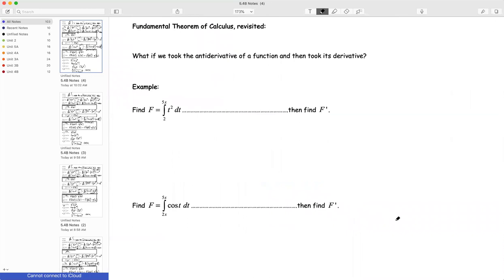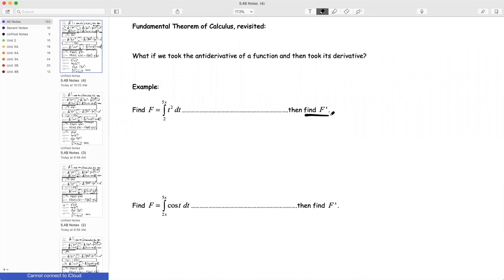So look, here we are. This is what I want you to realize on this part, okay? This is the exact same thing that we have just done. It's just the notation looks a little bit different. It says, what if we took the antiderivative of a function and then took its derivative? So they say that f is equal to the integral from 2 to 5x of t squared dt. That's the antiderivative. And then they say find f prime. So this is the exact same question. It's just not written with the same notation of the d dx.